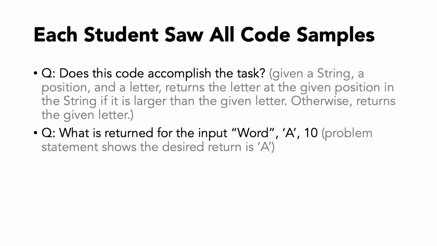1. Does the code accomplish the desired task? That is, does it return the letter at the target position if it's larger than the inputted letter? And 2. What is returned for a specific input where the position is out of range?